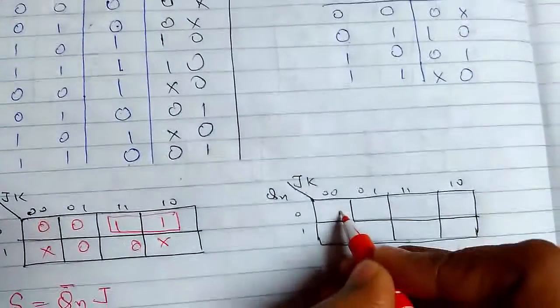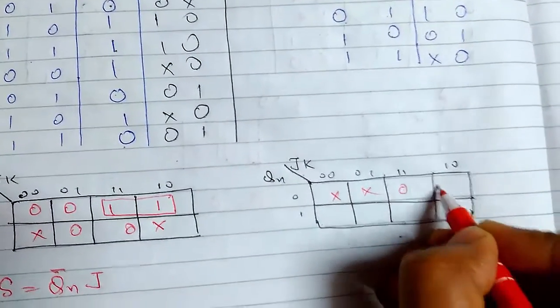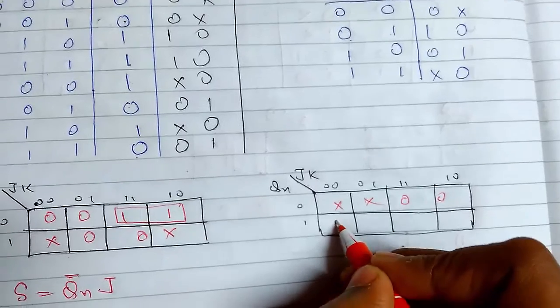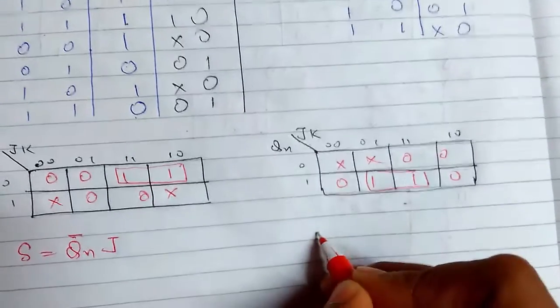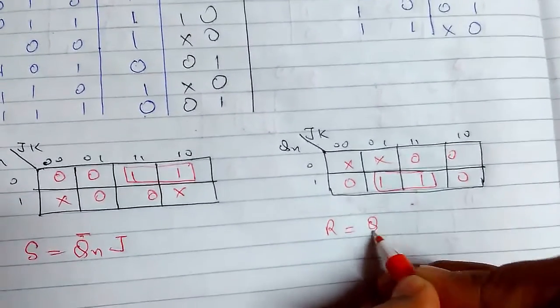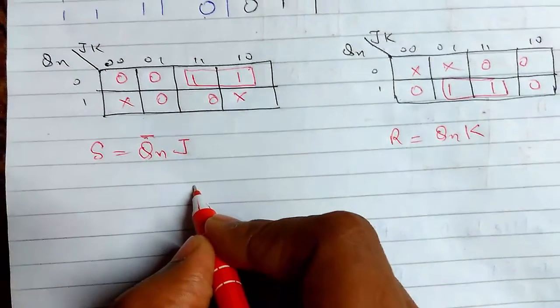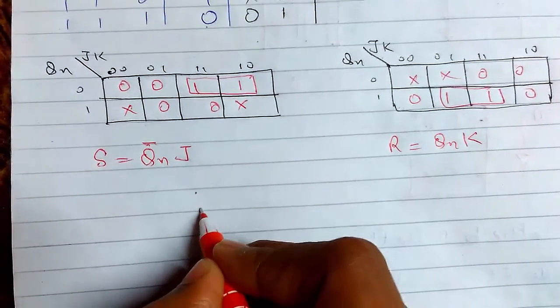Now for R, this will be cross cross 0 0, this will be 0 1 1 0. So our R will be Q and K. Now let us see our final circuit, how it will look. So let me draw this.